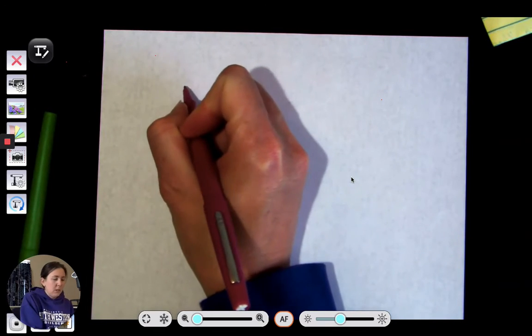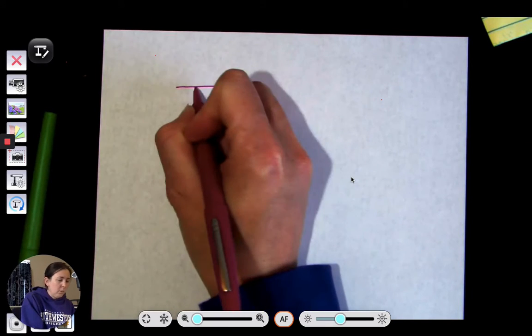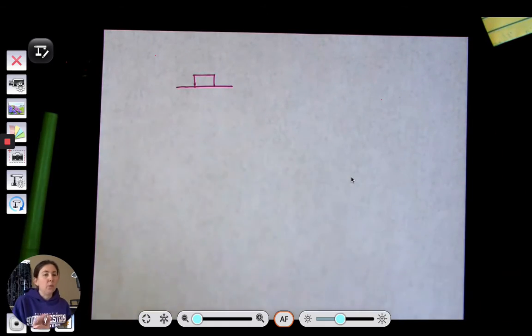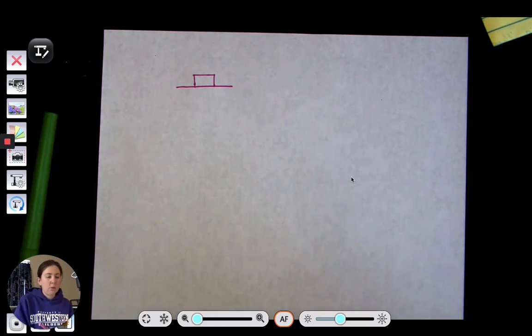Let's start with something super simple. Let's start with a box, right? And you already talked about this. We've already drawn this free body diagram. We drew it with a rock.